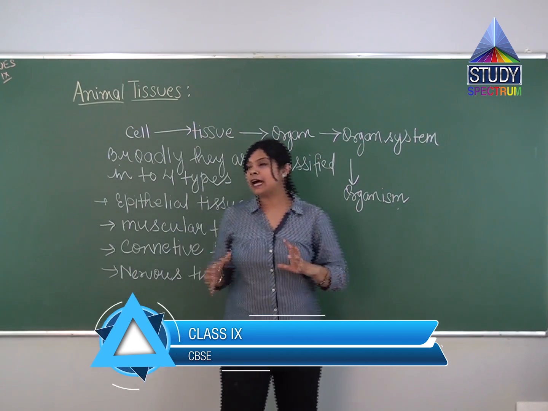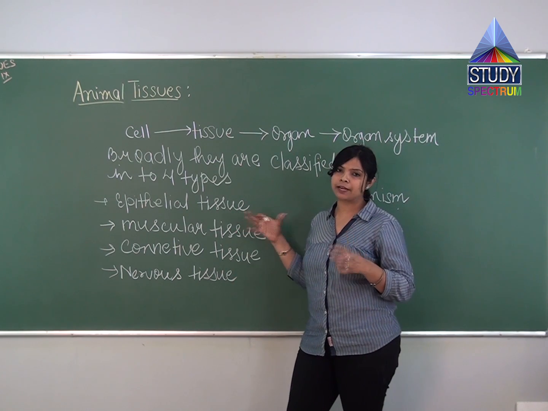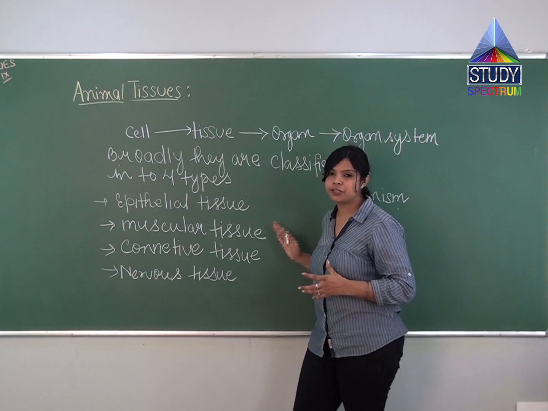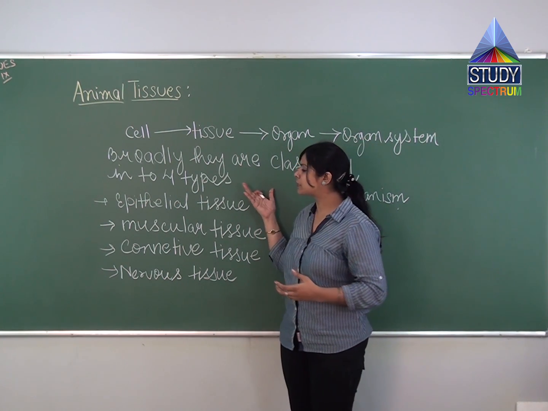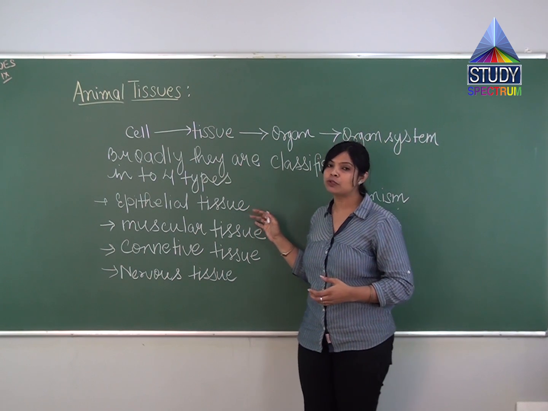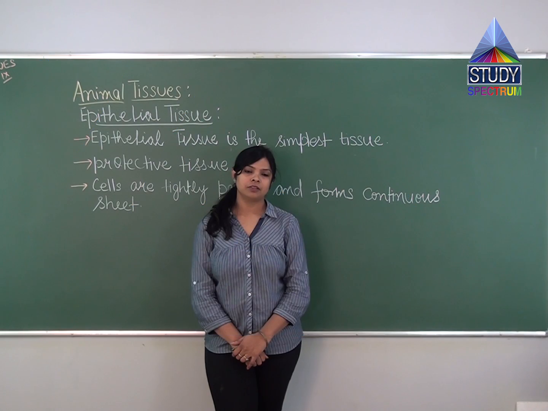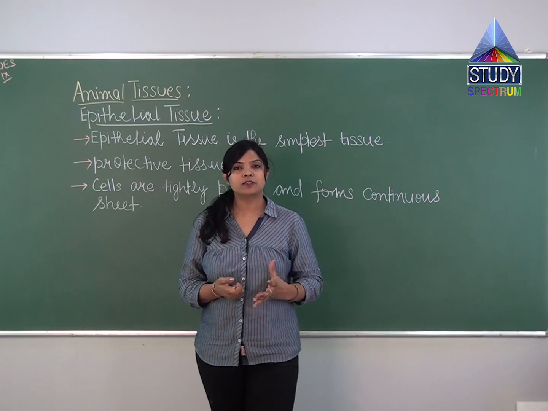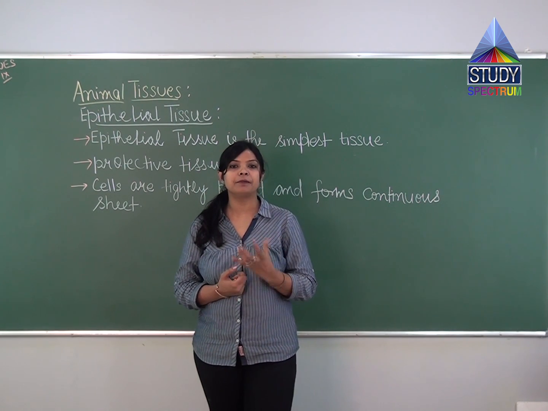So these are the four important tissues in our body, and further these tissues are again divided into different kinds of tissues, but mostly four kinds of tissues are present in our body. So in this chapter we are going to discuss each and every tissue one by one. So students, we are going to start with the epithelial tissue. If you recall, earlier we discussed in plants the epidermal cells.